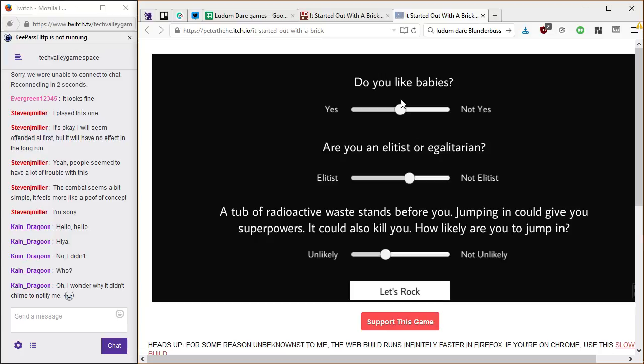Oh man, super important questions such as, do you like babies? Not yes. Not yes? What do you mean not yes? Do you mean no? Are you an elitist or an egalitarian? Elitist, of course. A tub of radioactive waste stands before you. Jumping in could give you superpowers. It could also kill you. How likely are you to jump in? Like, not unlikely. Let's rock!